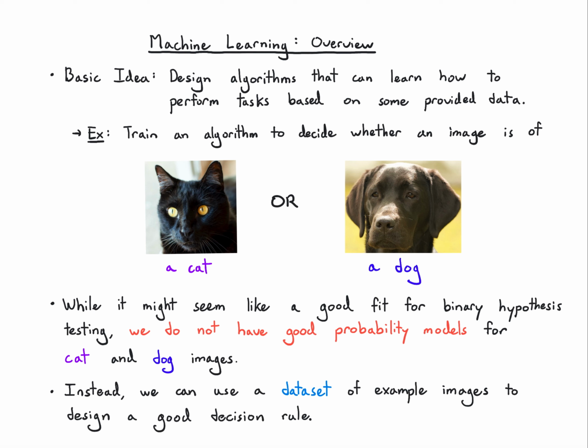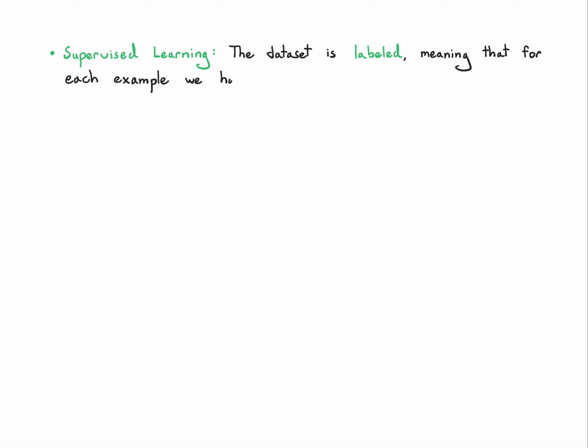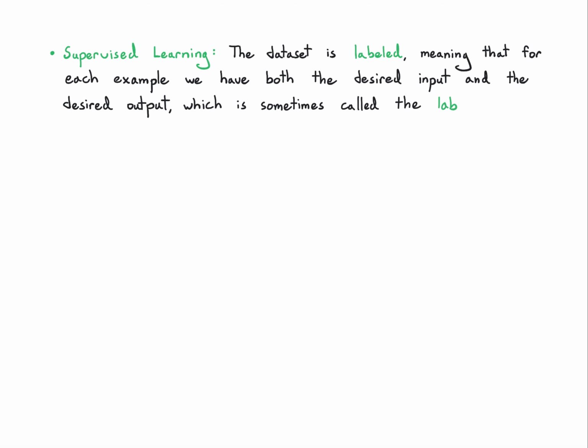All right, well, let's look at a couple of different categories. One way you can think about this is through the lens of supervised learning. In this case, you'll have a data set that is labeled, meaning that for each example in the data set that you're using for this training process, you have both the desired input and the desired output. And the desired output is what we sometimes call the label. So in the example above, we had cat images and dog images, and that means for every image in our database, someone has gone through and said, this is a cat and this is a dog, and then we can use that to design our decision rule.